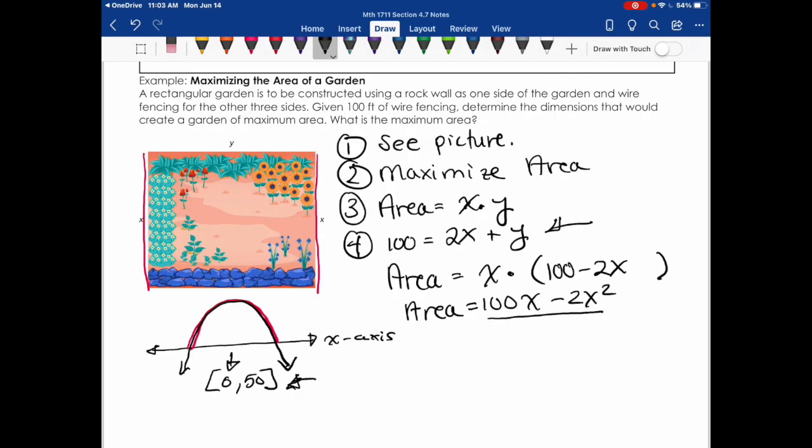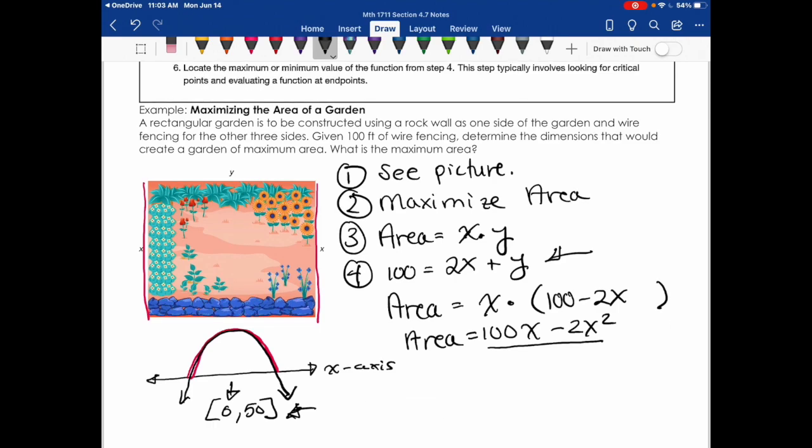All right, so we know we want to keep our domain for this particular problem, even though it's a quadratic, but for the physical problem of this garden, we want to keep it from 0 to 50. Okay, number 6, locate the maximum or minimum value of the function in step 4.